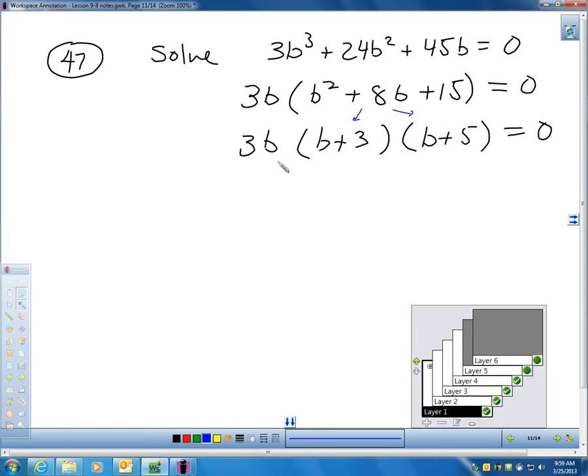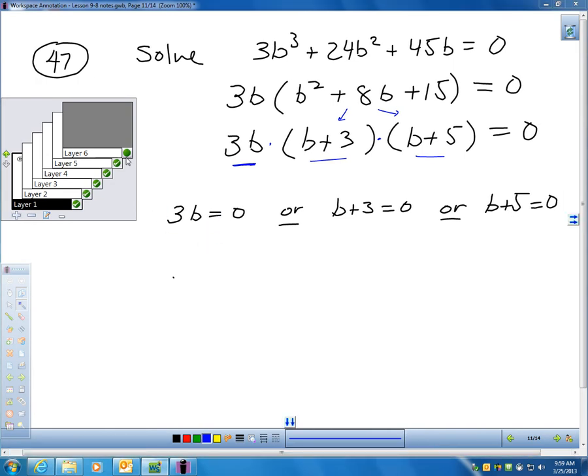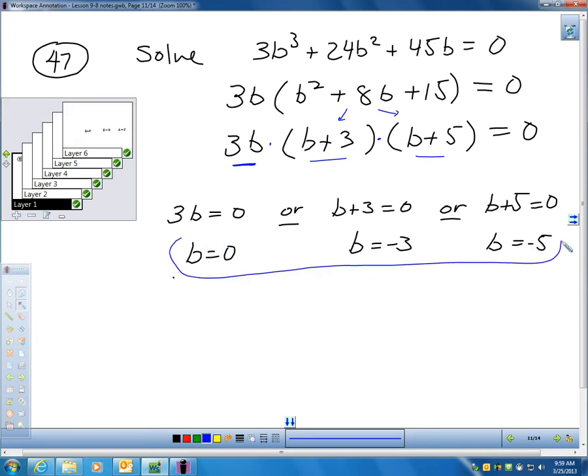Okay? Now remember, we learned this in section 9.4. When you're multiplying and you're getting 0 for a response, one of these has to be 0. So either 3b has to equal 0, or b plus 3 has to be 0, or b plus 5 has to be 0. One of these has to equal 0. Well, 3b equals 0 is easy. b would have to be 0. b plus 3 equals 0 is pretty easy. b would have to be negative 3. Or b plus 5 equals 0. b would be negative 5. Probably the first time in your life you've gotten 3 solutions for an equation.